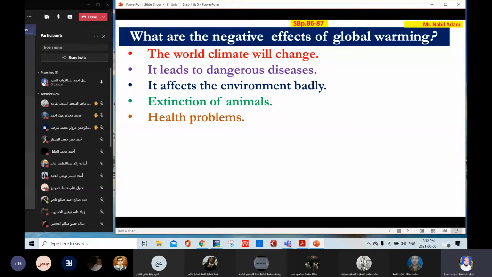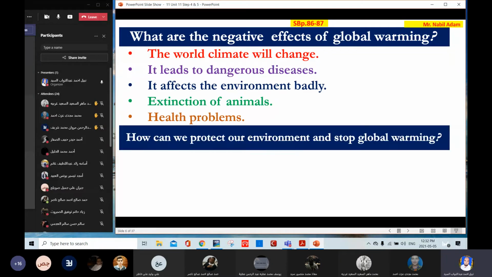How can we protect our environment and stop global warming? It's our responsibility. After learning and studying different topics about global warming, raising people's awareness, what are these actions? What is our responsibility towards our environment?